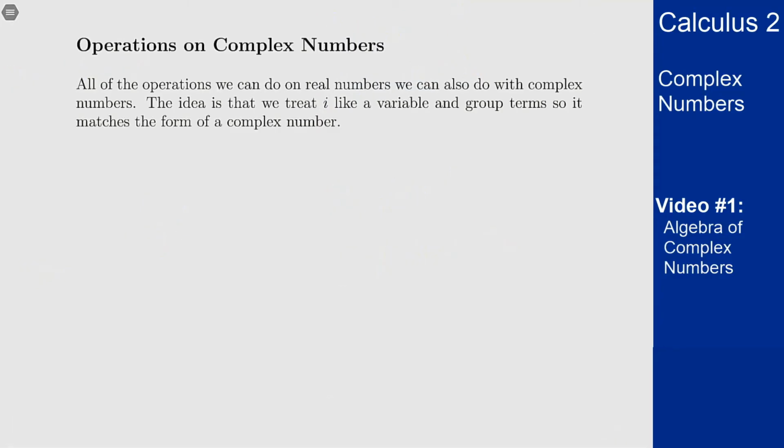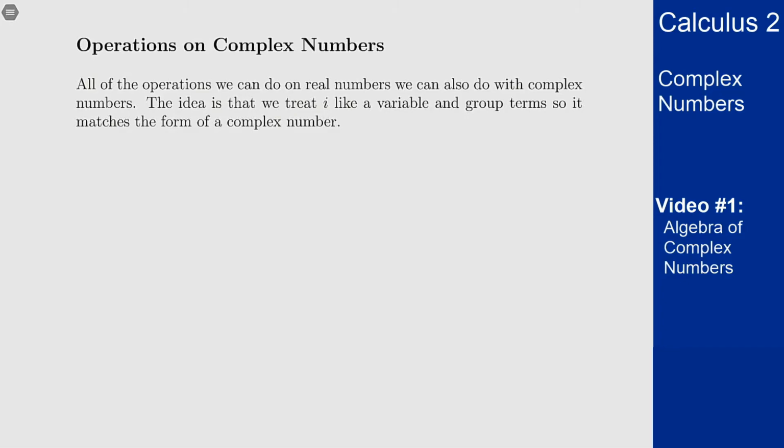Now I want to talk about operations on complex numbers. It turns out all the operations we have on real numbers we can also do on complex numbers. Things like adding, subtracting, multiplying, dividing. Let's hit those first three here. The basic idea is you want to treat i like it's a variable in a polynomial, and then expand things out and group terms so that it matches the form of a complex number.